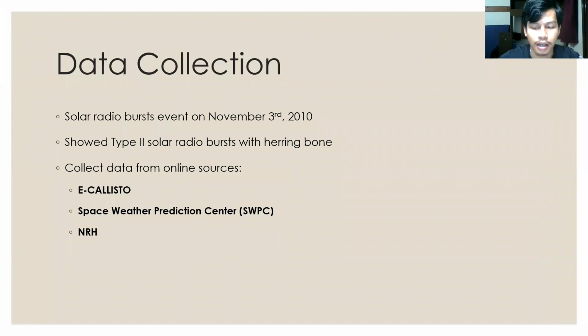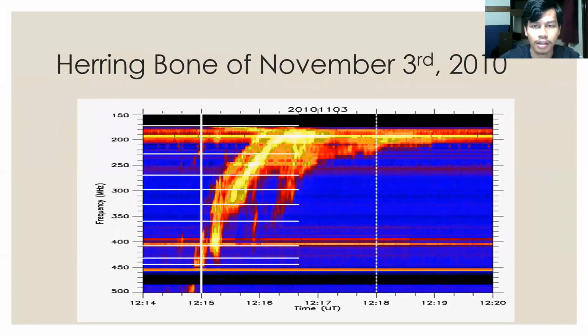In this study, I chose a solar radio burst event that occurred on November 3, 2010. This event showed a type 2 solar radio burst with the herringbone that I wanted. I start by collecting the data needed for my analysis. I downloaded the data from a few websites such as e-CALLISTO, Space Weather Prediction Center, SWPC, and NRH. After I finish collecting the data, I start plotting the image of the spectrum, and this is what I get, as shown in this picture.